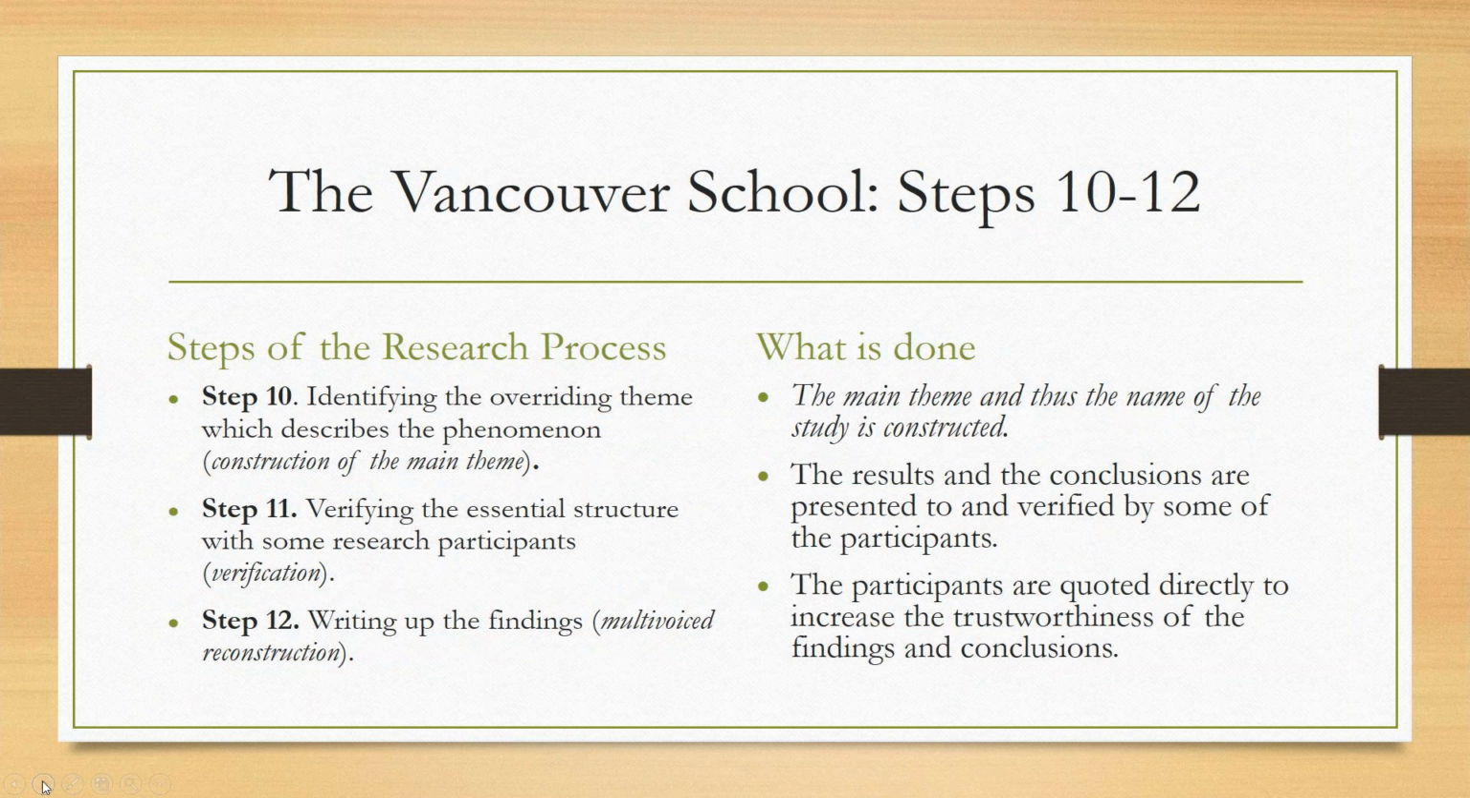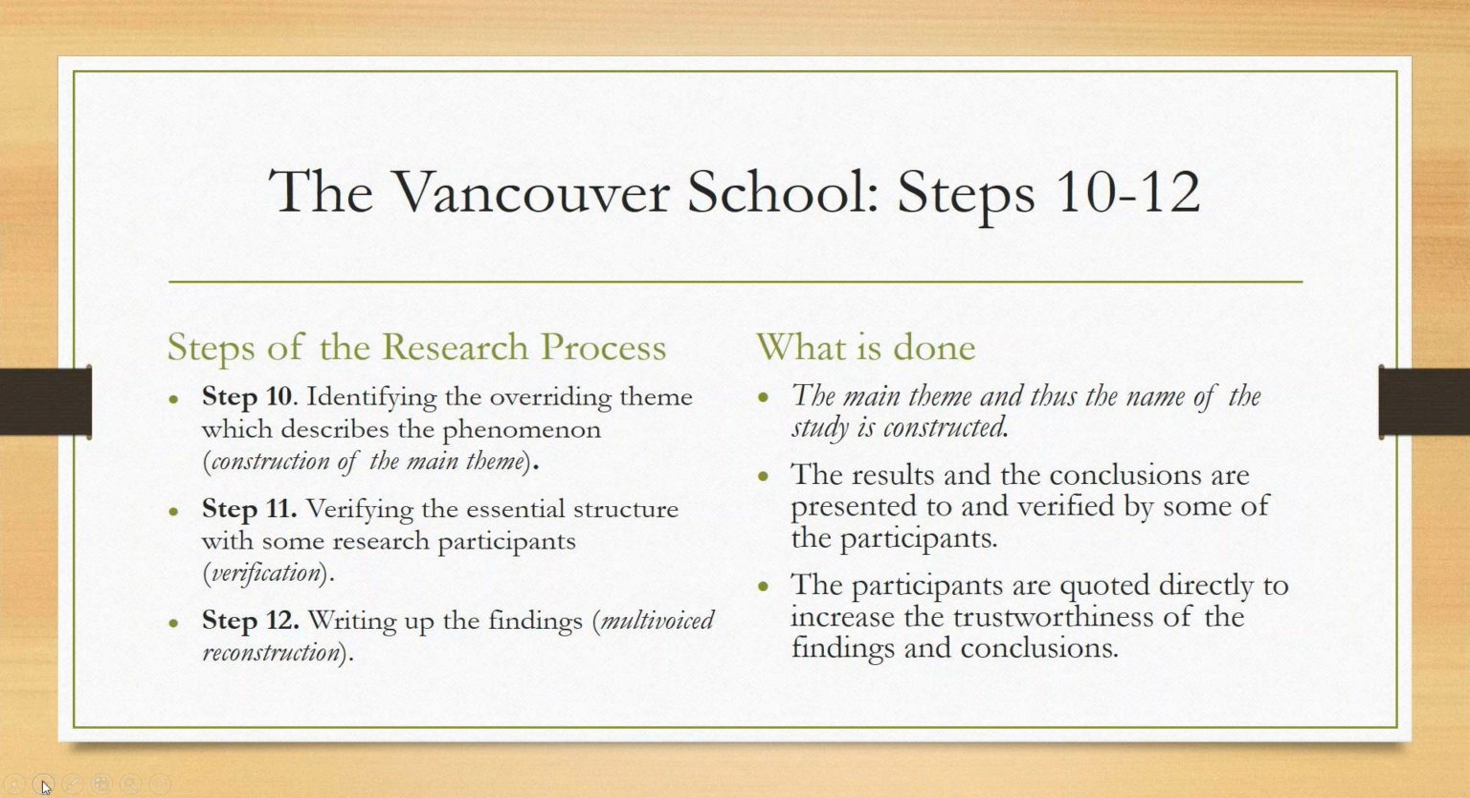Now step 10, identifying the overriding theme which describes the phenomenon. That's the construction of the main theme. So what is done? The main theme, and thus the name of the study, is constructed. And this, you should never hurry in step 10 because it's so important. Step 11, verifying the essential structure with some research participants. So it's verification, but not all. The results and conclusions are presented to and verified by some of the participants.